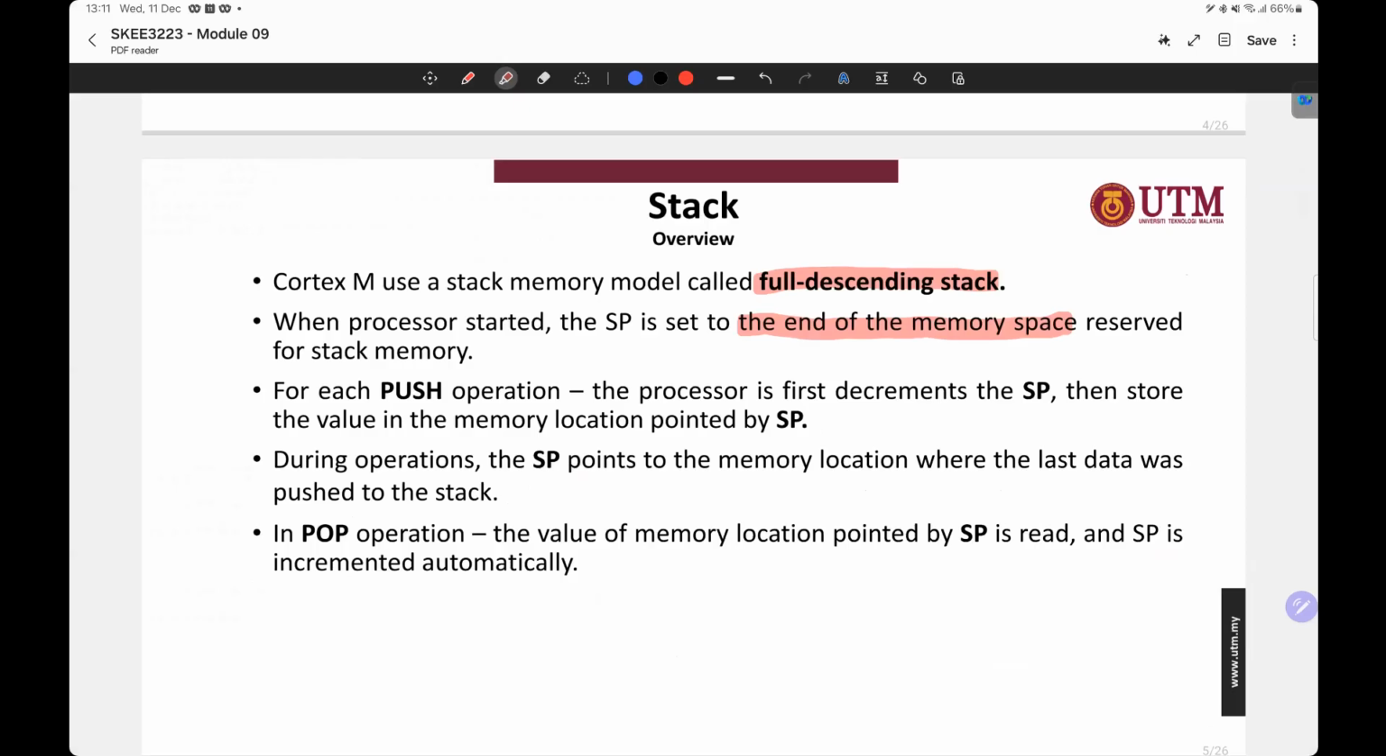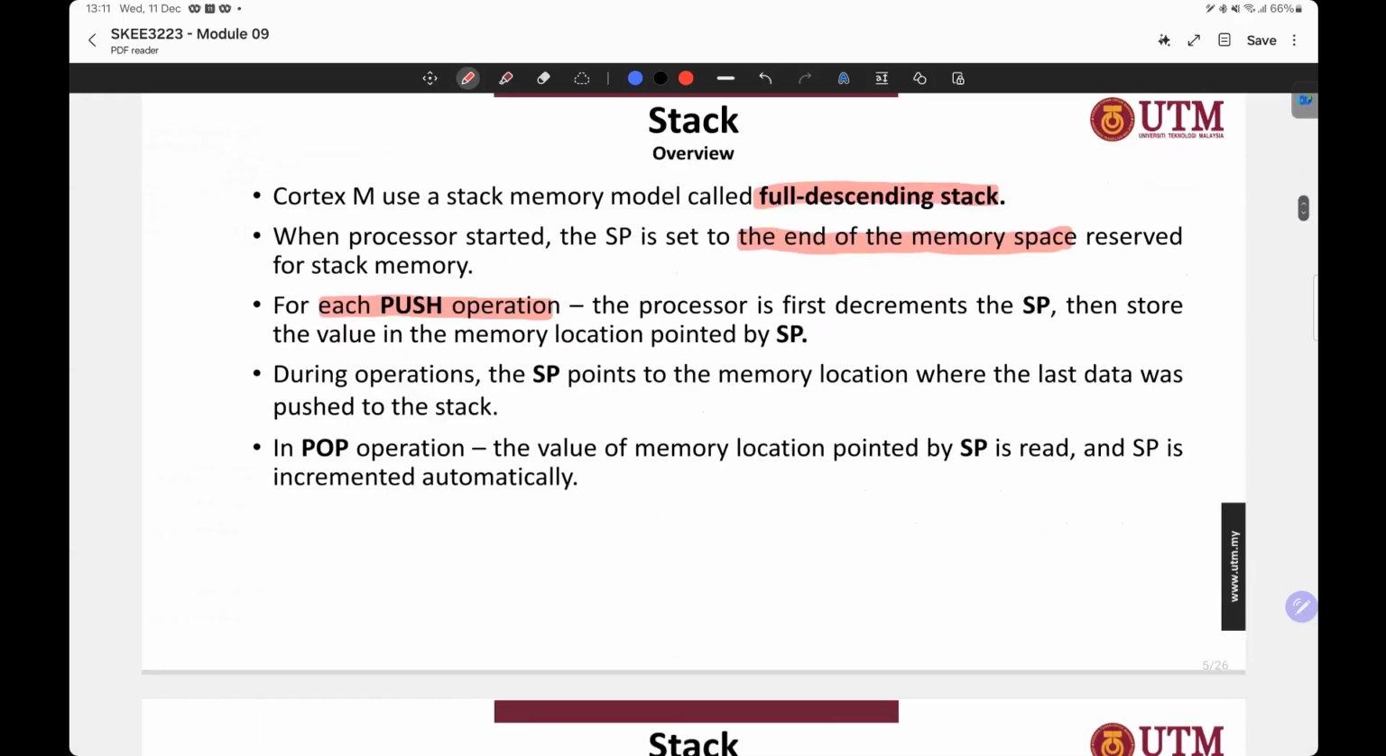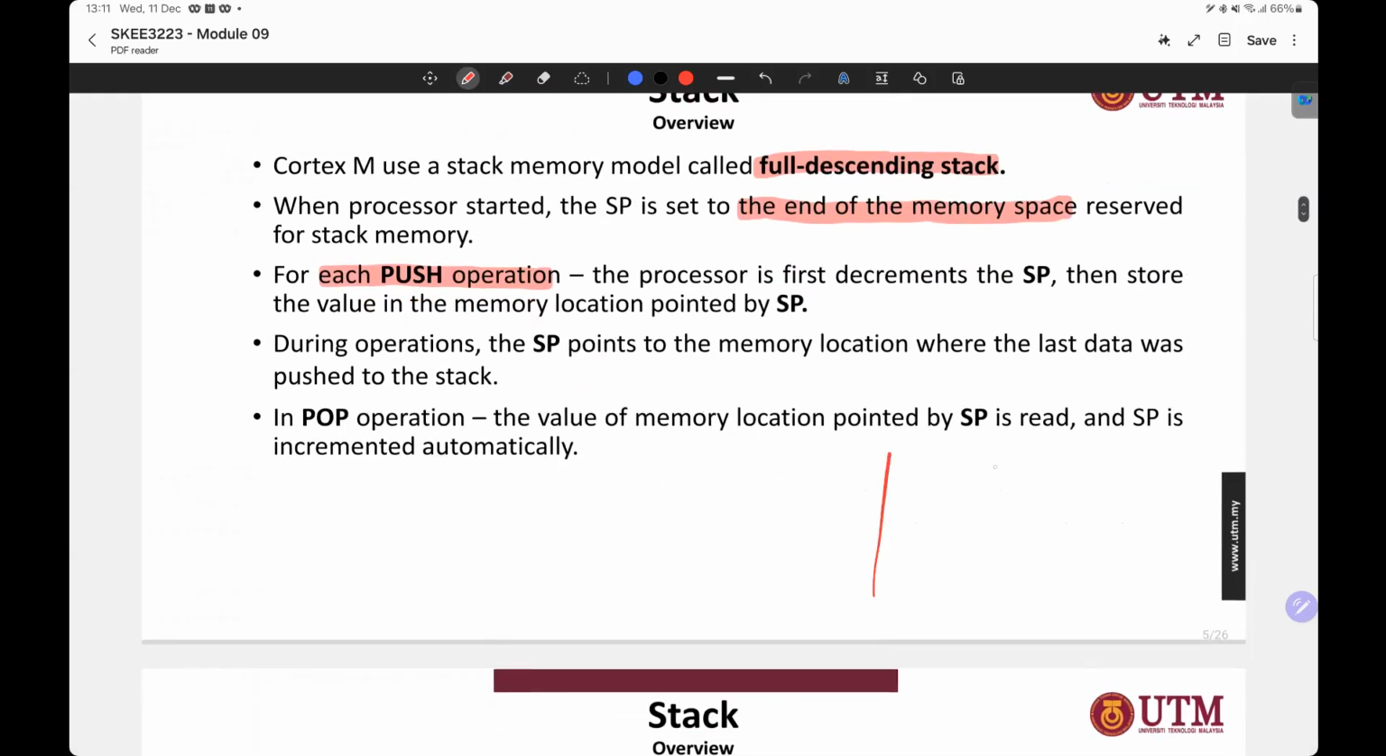For each push operation, push operation means that you're going to put data in your stack memory, the processor first decrements the stack pointer, then stores the value in the memory location pointed to by the stack pointer. Where is the location of the stack memory? The stack memory is actually inside your RAM.